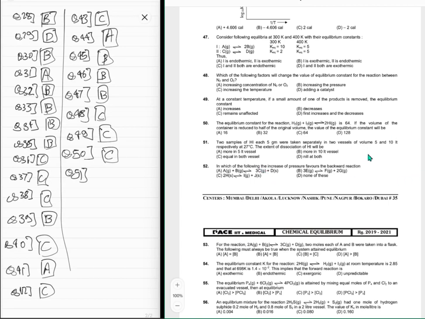It doesn't matter, because the reaction is just 2HI giving H2 plus I2. Once again, delta n gas is 0, your reaction quotient is unitless. Changing your volume doesn't change anything. It's the same in both. So C.